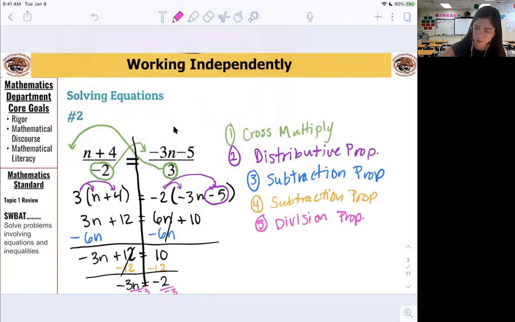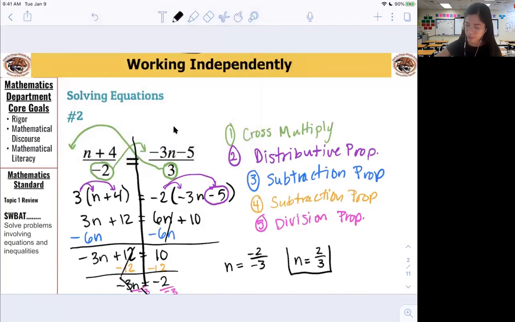It's kind of hard to see, so let me rewrite that a little better. So my negative 3's cancel out. I have n equals negative 2 over negative 3. But since two negatives, when you divide them, make a positive, I can simplify this. This is positive 2 over 3. Because my numerator and my denominator were both negative, those negatives cancel each other out, and you're left with a positive 2 over 3. So that was number 2.